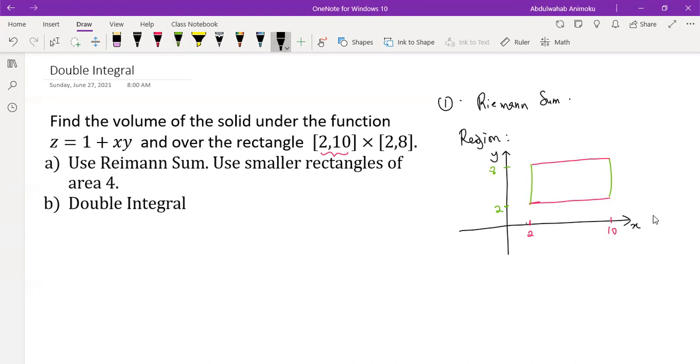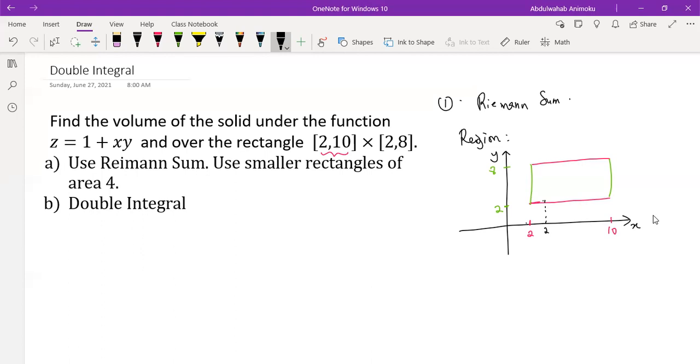Now, over this region, we have to find smaller rectangles. So we have to subdivide this into units of 2. Remember, we are asked to find smaller rectangles of area 4. Now, the smaller the area that we have for each smaller rectangle, that will determine how close our approximation of this particular volume will be. Okay, so let's take a look at how we can first do this with area 4.